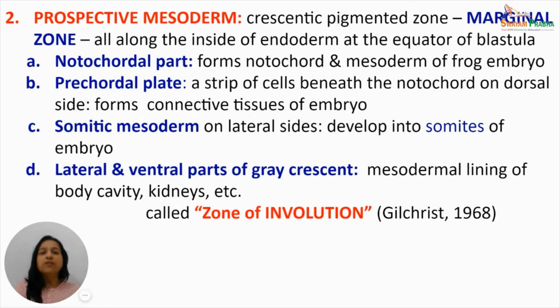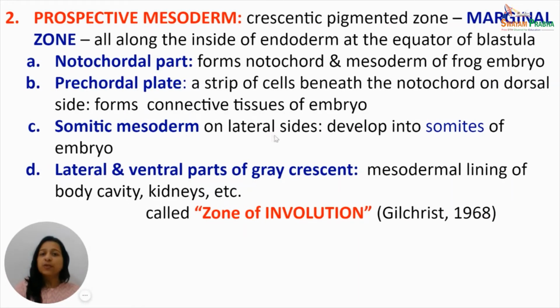Prospective mesoderm is formed as a crescentic pigmented zone or marginal zone present all along the inside of the endoderm near the equator of the blastula. Now this prospective mesoderm consists of the notochordal part, which forms the notochord and mesoderm of the frog embryo. It also consists of a prechordal plate, which is present in the form of a strip of cells beneath the notochord on the dorsal side. It forms the connective tissues of the embryo.